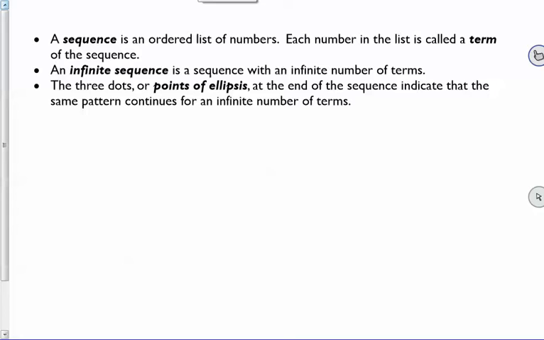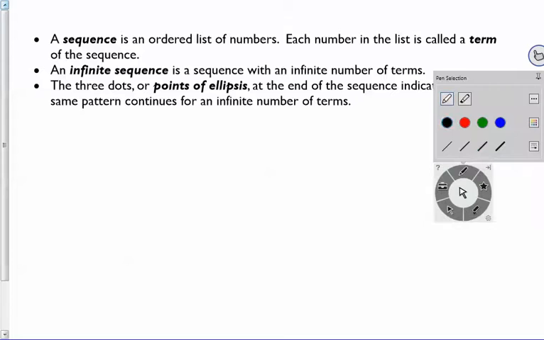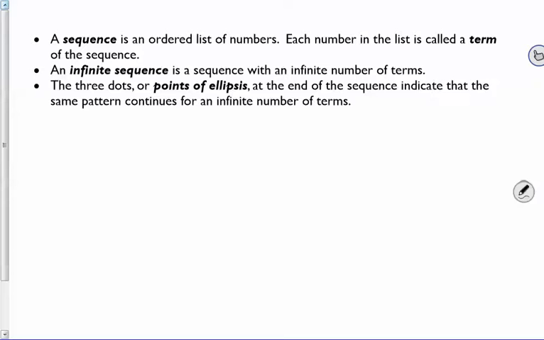Okay, so this lesson is about patterns in math, and what I want to talk about is a couple of things that you need to know. You need to know a sequence is an ordered list of numbers. Each number in the list is called a term of that sequence. And when you deal with those sequences, you have really two types. You have an infinite sequence, which just goes on forever, and that's pretty simple.